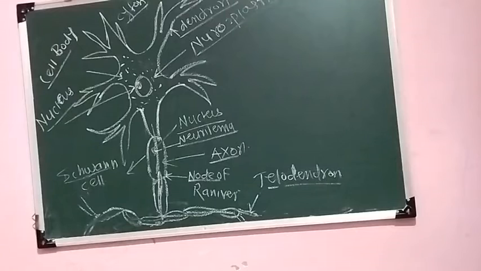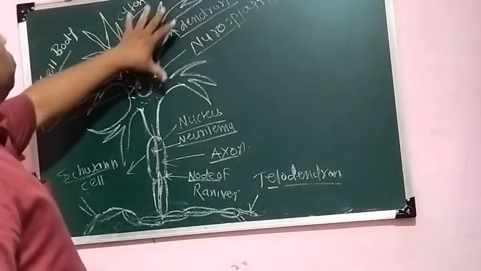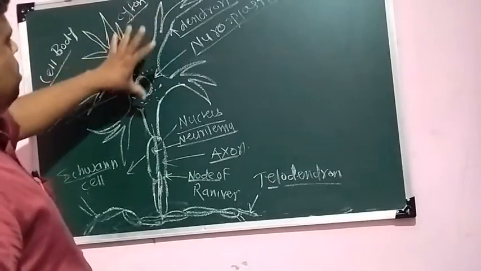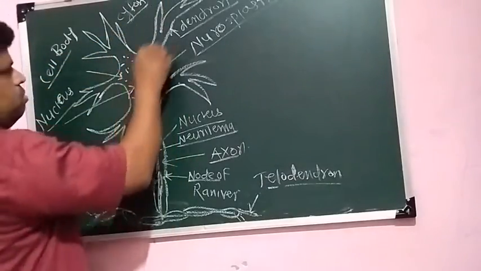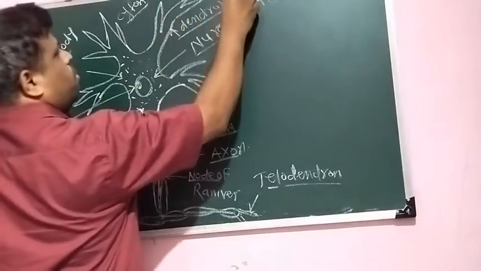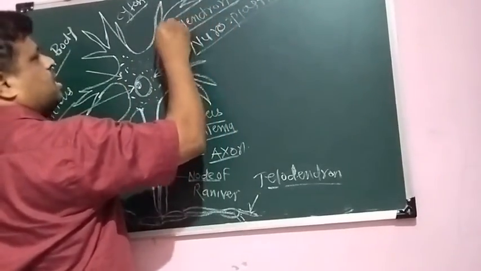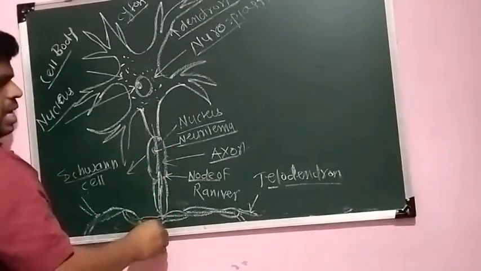Then the cell body gives out two processes which are called the dendrons and the axon. So this central body gives out two processes. This is called a dendron and this is called an axon.